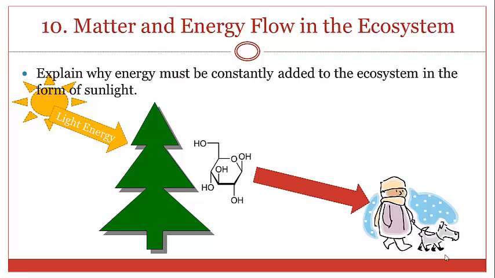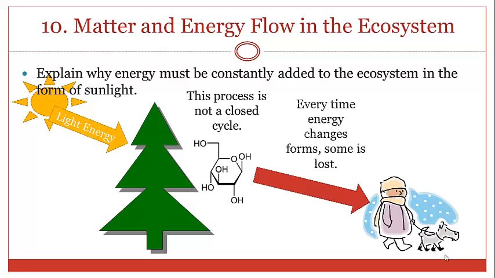The next question asks us to explain why energy must be constantly added to the ecosystem in the form of sunlight. So if we look at this process, we see that it's linear. It's not a closed cycle. Every time energy changes forms, so whenever the light energy is changed into ATP, and when the ATP is changed into sugars, and when the sugars are changed back into ATP, every time energy changes forms, some of it is lost. So we have to continuously add energy in order to support all of the different organisms in the ecosystem.